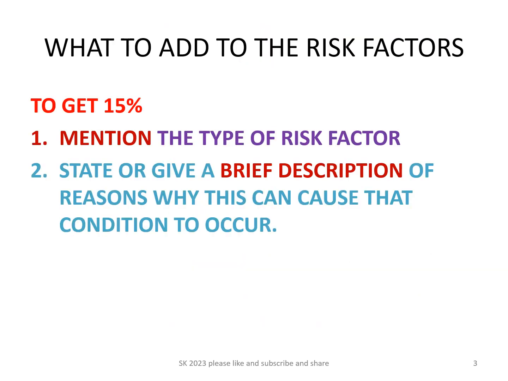Again, to get 15%, what are you supposed to write in your risk factors or your IEC? Same thing: you mention the type of risk factor, then you give a brief description of the reasons why this risk factor can cause this particular condition. We'll also look at the preventive factors later on.